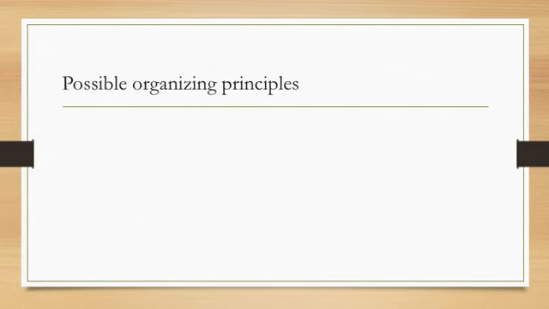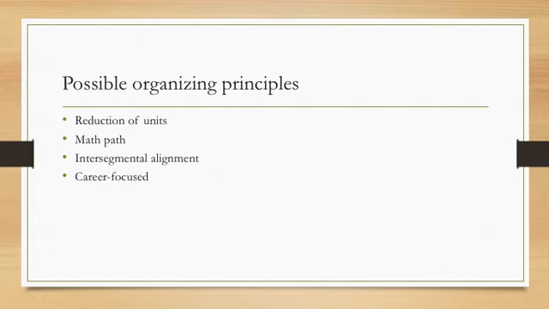Colleges have taken different paths to developing their meta majors, but it is important to keep in mind that this redesign project also requires a cross-functional team that includes students and strong principals with well-defined goals and metrics for success. Some fundamental principles, all of which have advantages and disadvantages, include the following four. The reduction of unit taking, math paths, which will be explained in a slide in a moment, intersegmental alignment with K through 12 partners, a career-focused meta major clustering.